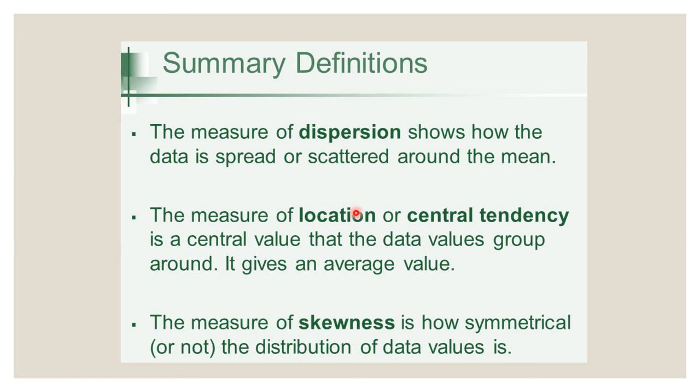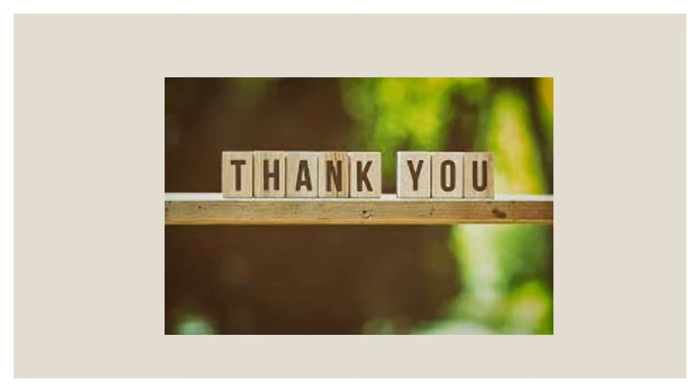Summary definitions. The measure of dispersion shows how the data is spread or scattered around the mean. Don't forget that part. The measure of location or central tendency is the center value that the data values group around. It gives an average value. The measure of skewness is how symmetrical the distribution of data is. This is the end of today's video.